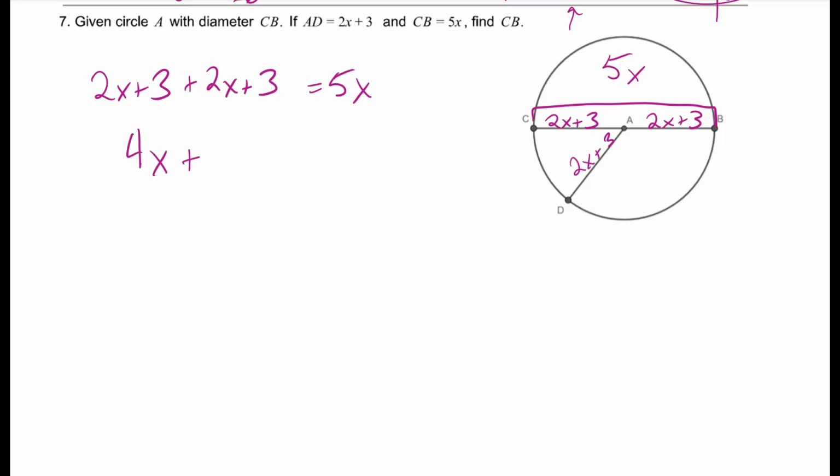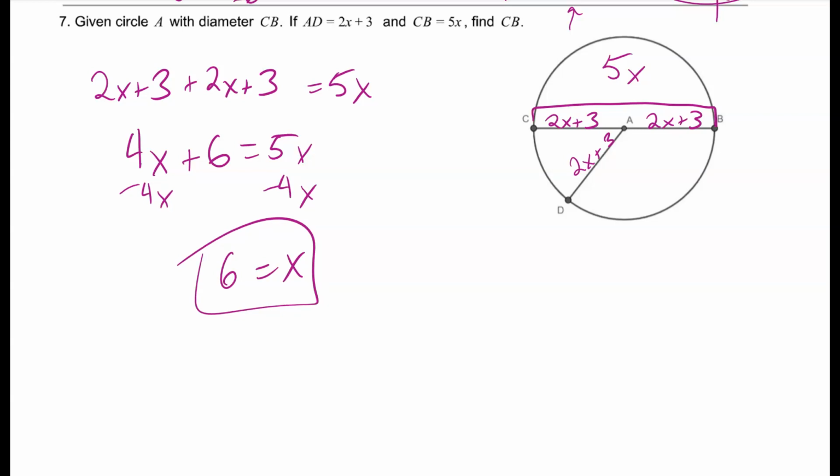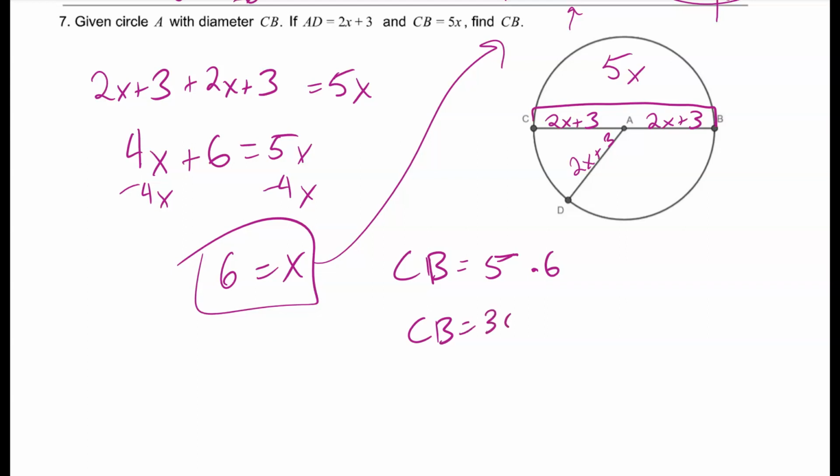2x plus 2x is 4x, 3 plus 3 is 6, and that's equal to 5x. When I subtract 4x on both sides, I get 6 equals x. Again, I'm not done because they want me to find CB, so I'm just going to plug back in to find that CB is equal to 5 times 6, or CB equals 30. So that's the length of my diameter. If I wanted the length of the radius, remember that's just half of that, so that's 15.